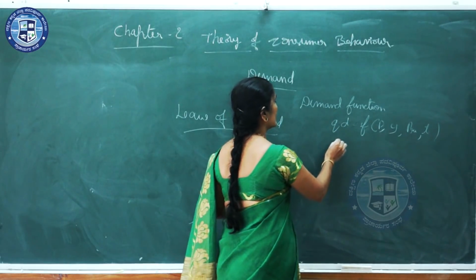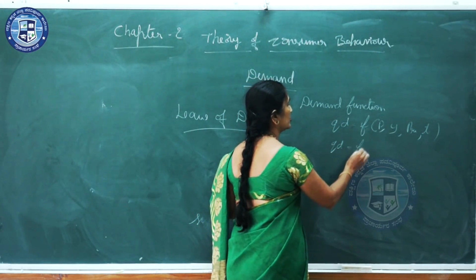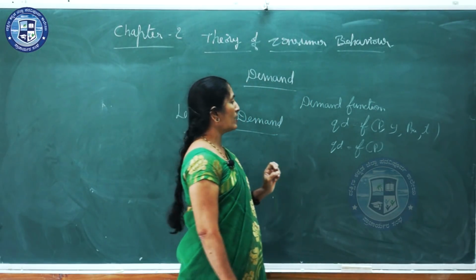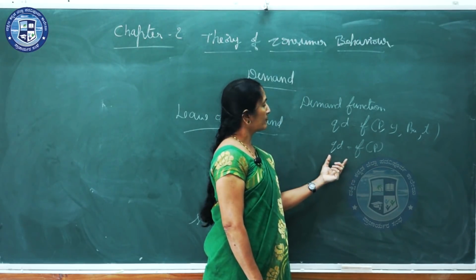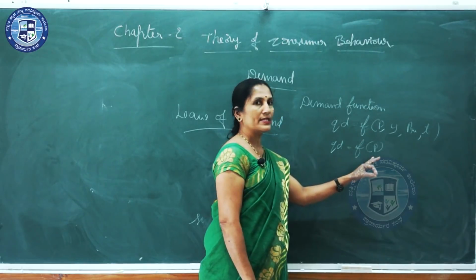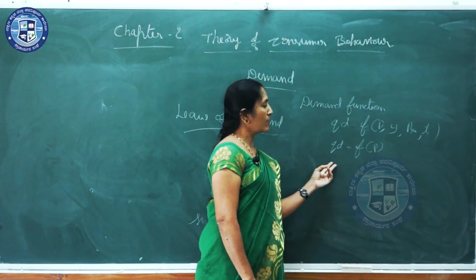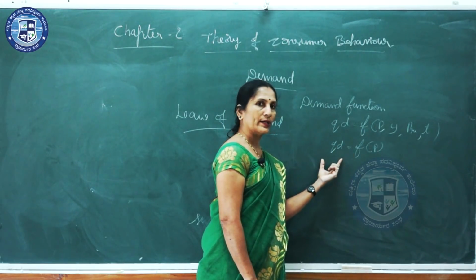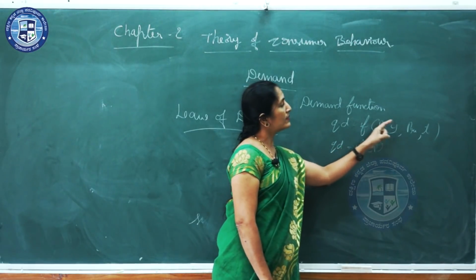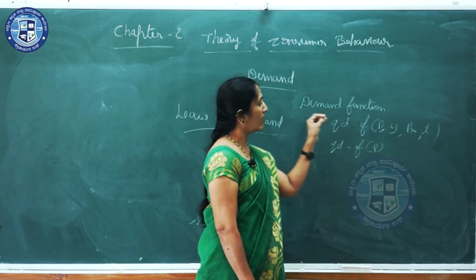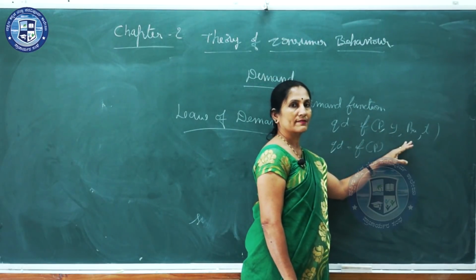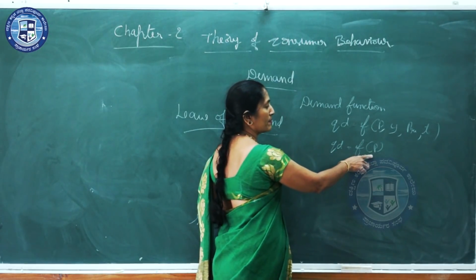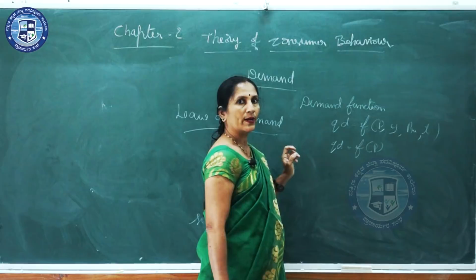Simply, we can write that the quantity demanded is a function of P. That means we took only the price of a commodity, which influences the demand of the commodity. We made the relationship between the price and the quantity demanded, and all other factors remain constant. There is no change in the other factors. Only when the price changes is there a change in the quantity demanded.